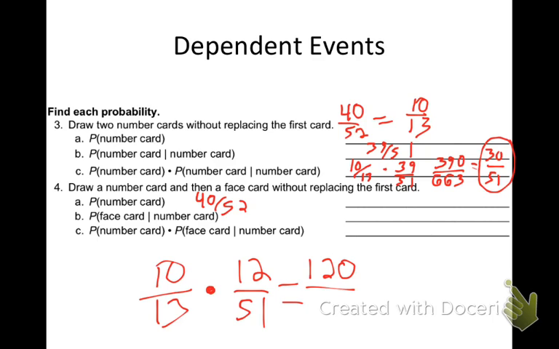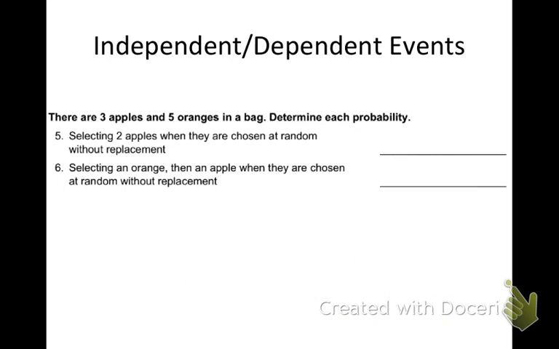120 over what? 663. Great job. And then that can be simplified. I think both those are divisible by 3 for sure. So just 40 over 221? 40 over 221? I think that's as far as it goes. Nice job. Again, the key is that the second one is dependent. It's affected.